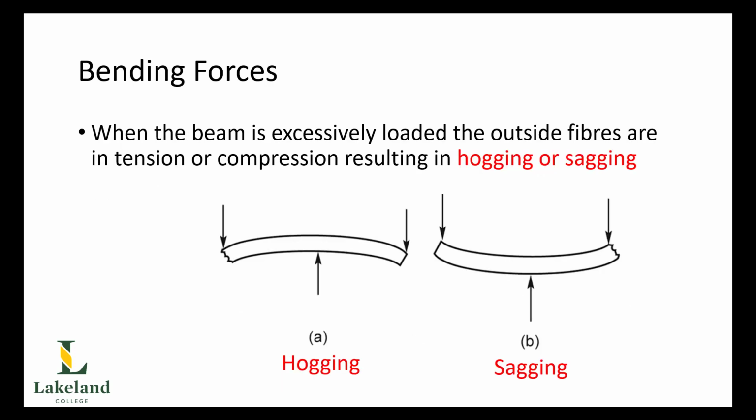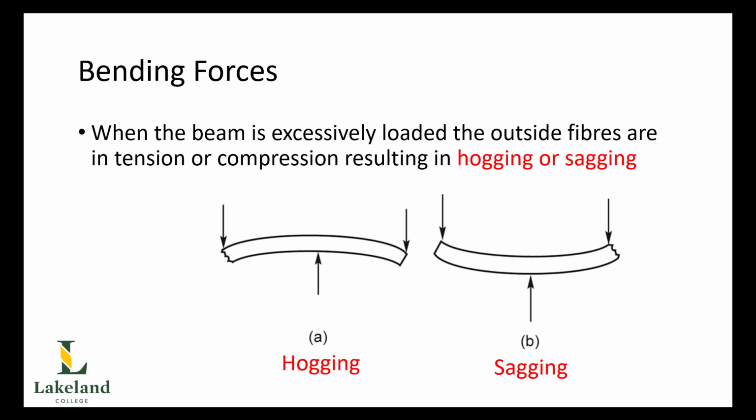Now, another type of force at play with a beam is a bending force, and this is also going to lead us to bending moments. With regards to beams, there are two types of bending forces that we can talk about. These are called hogging and sagging.